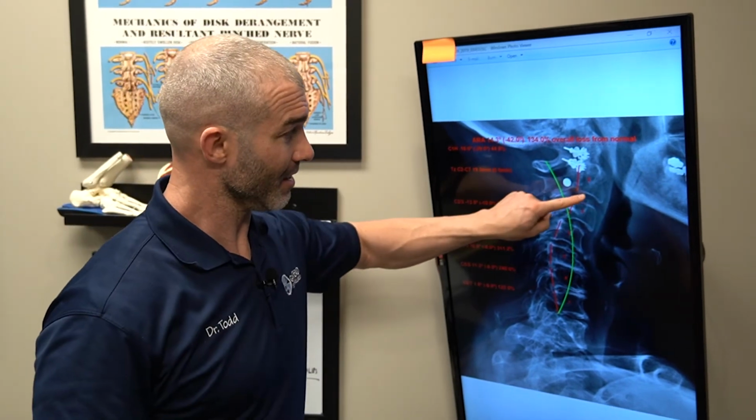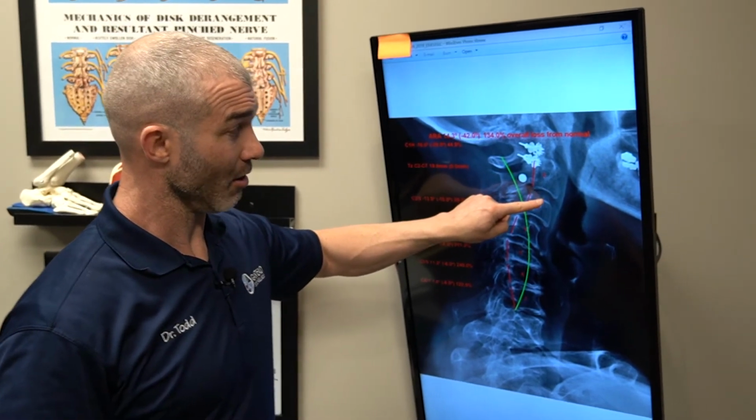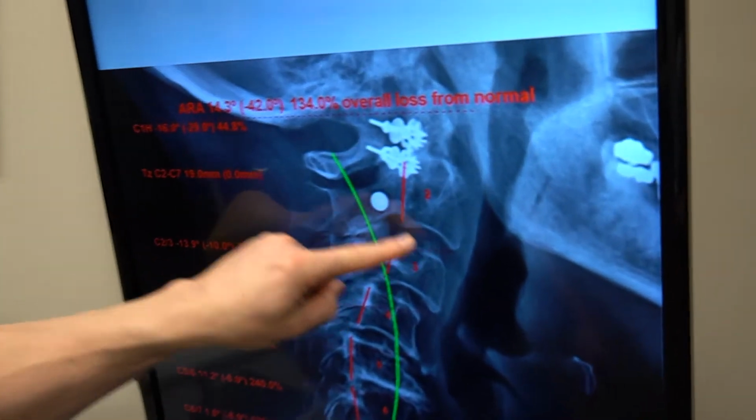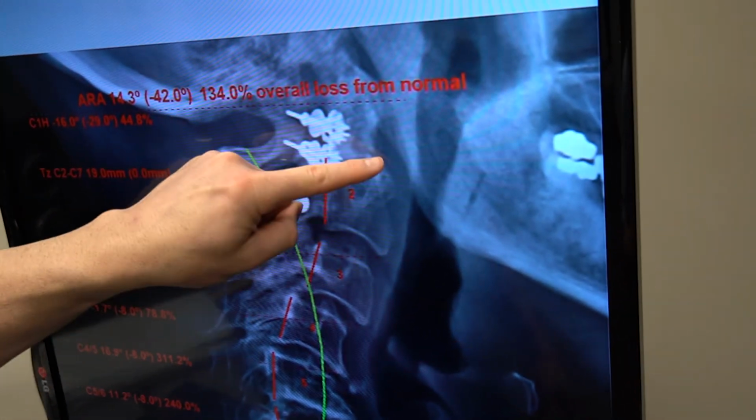So in this case, this disc up here, how's that look? Almost perfect as far as disc space. As far as bone quality, look at that bone.